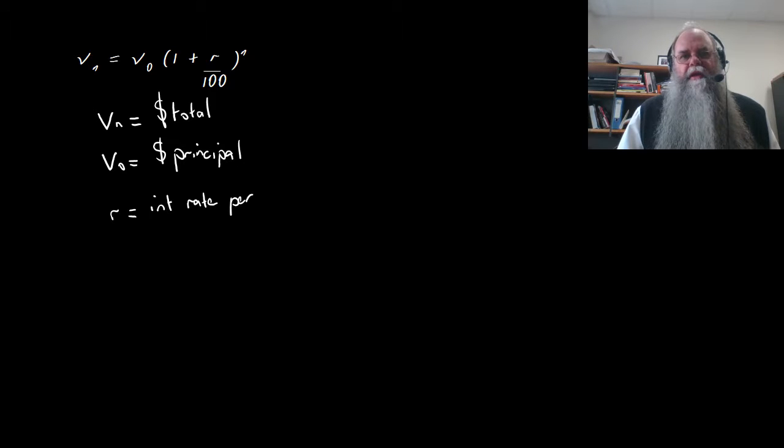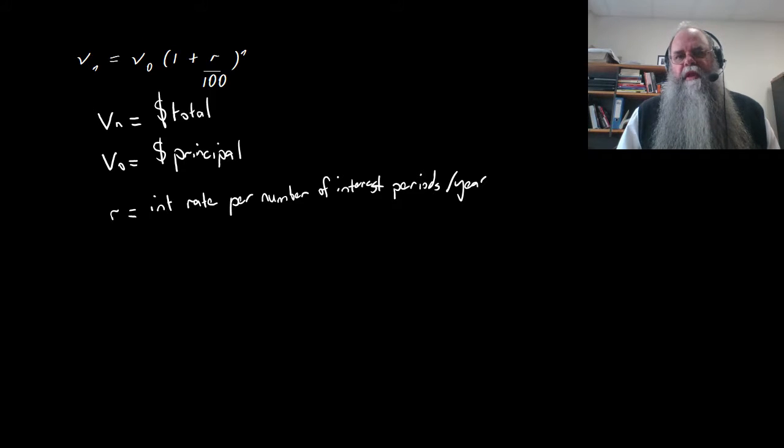per the number of times that the interest is calculated in a year. So per number of interest periods per year. So if your interest was calculated or compounded monthly, then the number of interest periods per year would be 12 months of the year. If the interest rate was calculated or compounded weekly, it would be divided by 52, the number of weeks in a year, and so on.